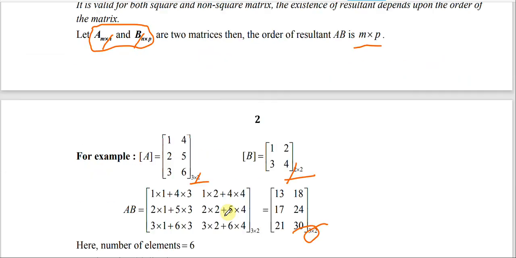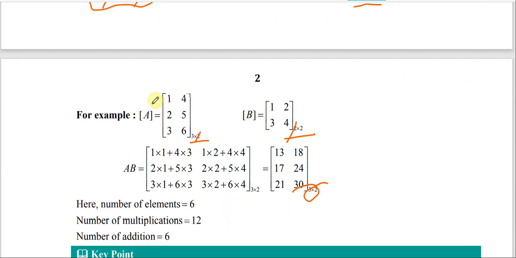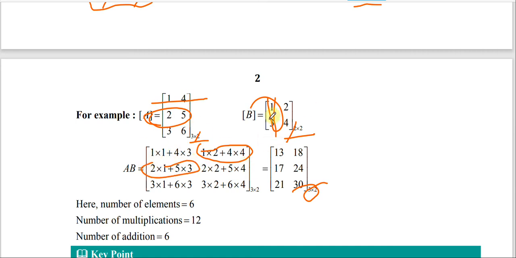And how to multiply? We multiply row by column. So first row by first column, 1 into 1 plus 4 into 3, and then first row second column, then second row first column, second row second column, like third row first column it will come here, and third row second column will come in the last. So likewise we can calculate.